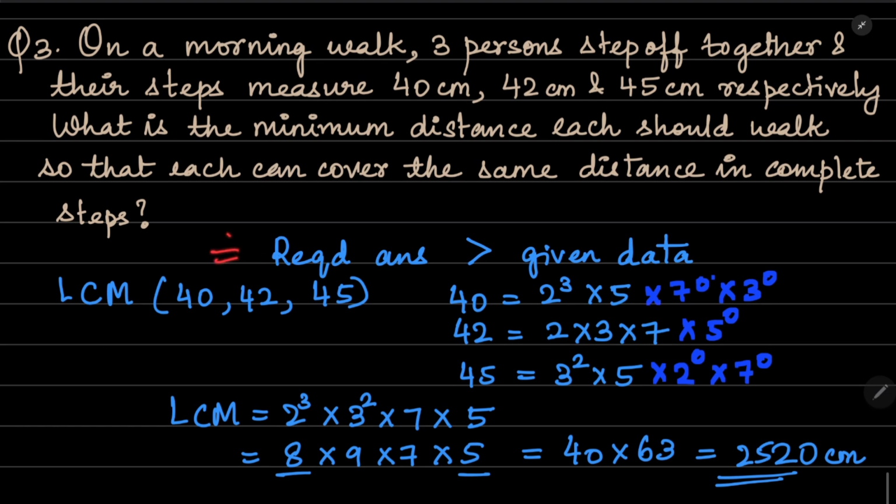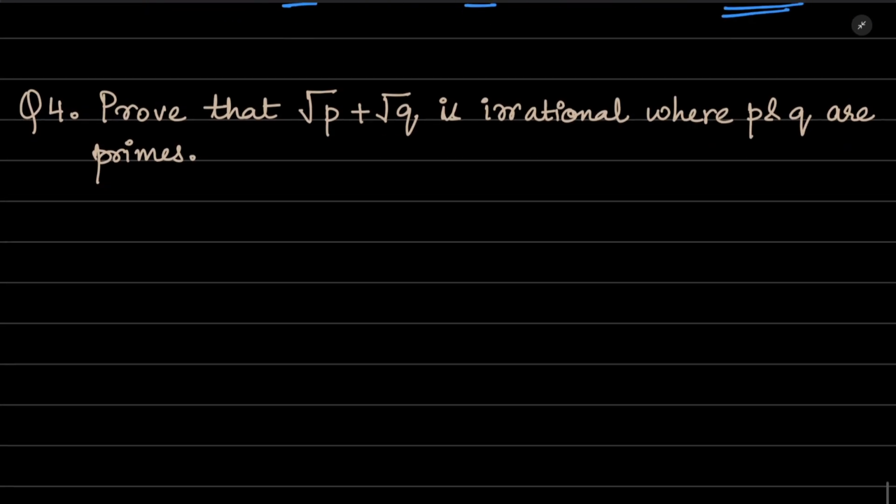Always make sure you identify whether the answer that the question is asking is greater or less than the given data. The numbers in the question refer to the given data. The value that you are asked to find is the required answer. Always understand this: if the required answer is greater than the given data, go for LCM. If the required answer is less than the given data, go for HCF. With this, it will really simplify the way you do word problems. Hope you understood. Let's move on to the last question.